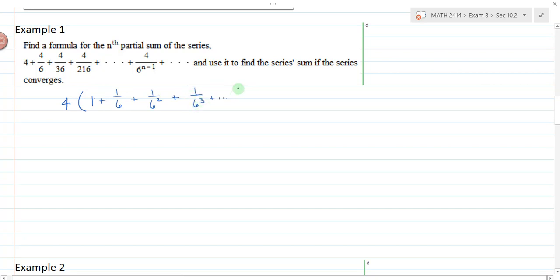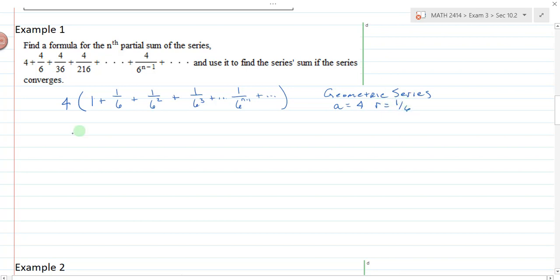And then I get 1 over 6 to the n minus 1. The next term would be 1 over 6 to the n, and it goes on and on and on. So looking at the geometric series, that's what this looks like. I have a constant, a. I have 1/6 raised to a power of n. So it looks like this would be a geometric series where a is equal to 4 and r is going to be equal to 1/6.